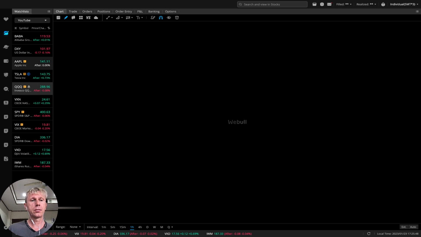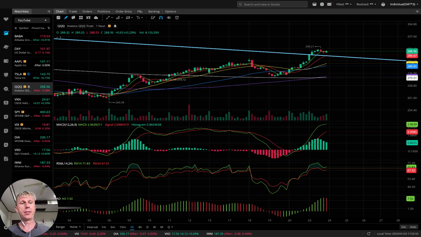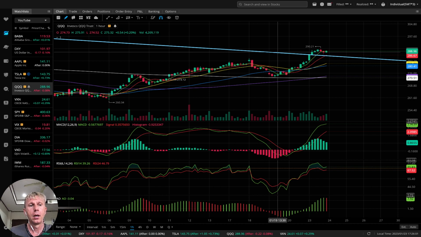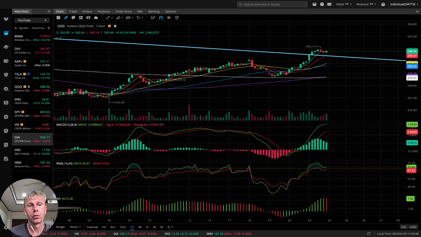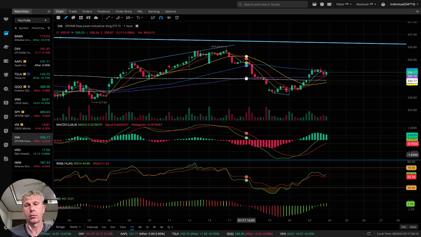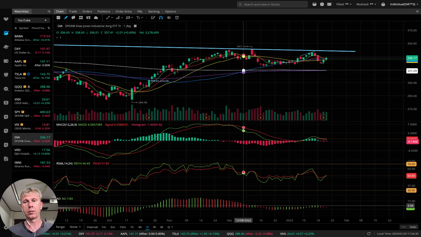All indexes are in the bullish mode. They all close above the trend line, except Dow Jones. Dow Jones is the weakest index. The strongest is Qs, bullish trend on all indicators, and bullish trend on all time frames except Dow Jones. Dow Jones on 1 hour it's bullish, but on the 4 hours and daily it's bearish. That's what we have with Dow Jones.